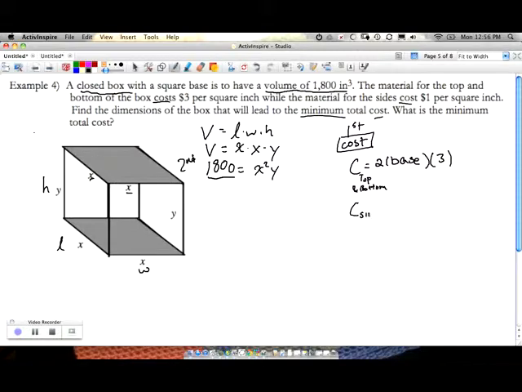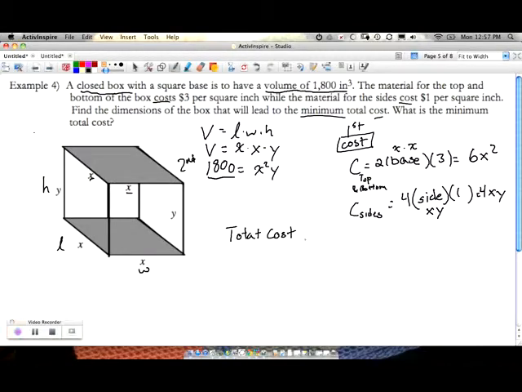The cost for the sides, well, there's 4 of those, times each side, times how much is it per square inch? Well, it's $1 per square inch. So let's kind of simplify these here a little bit. The area of the base here is x times x, or x squared. So that's going to be 2 times 3 times x squared, or 6x squared. And the side is x times y, which is going to be 4 times 1, which is 4, and then 4xy.